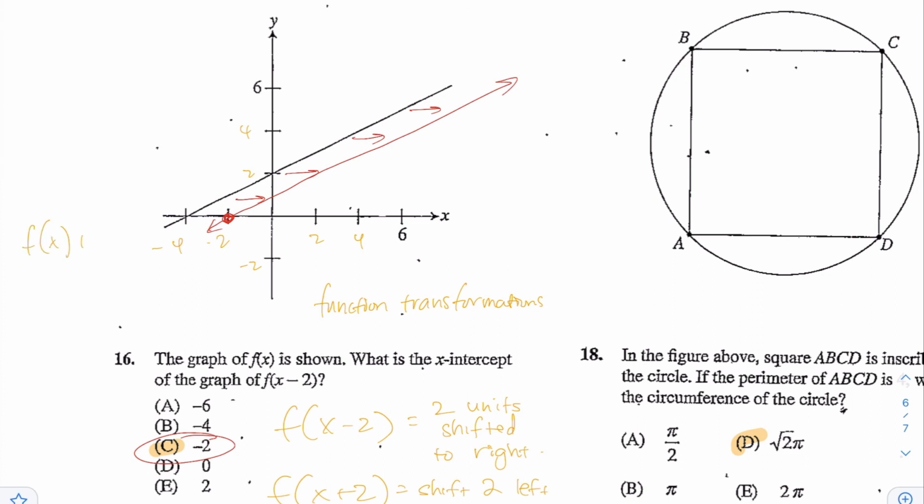Whereas if you have f of x plus 2 and f of x minus 2 on the outside of the parentheses, this would be up, and minus 2 would be down, because you're changing the y. Be careful if you're changing the x. It's sort of like the opposites.